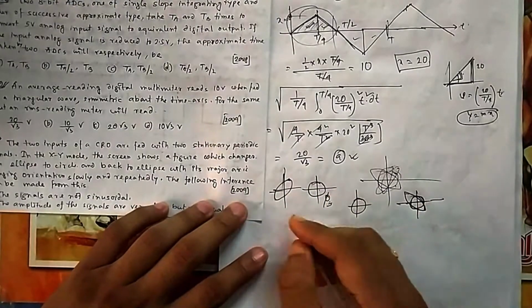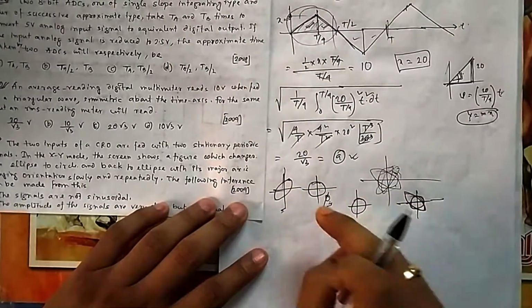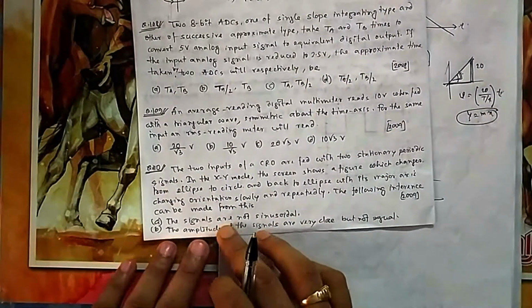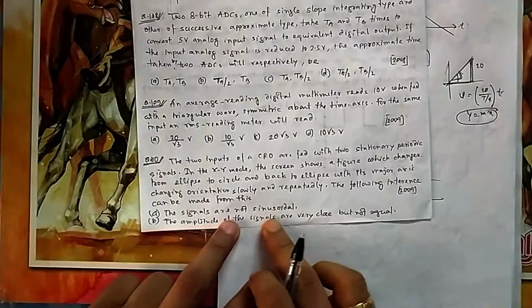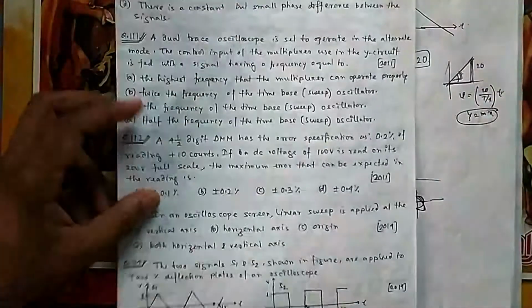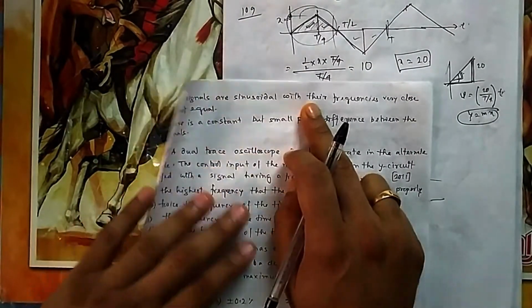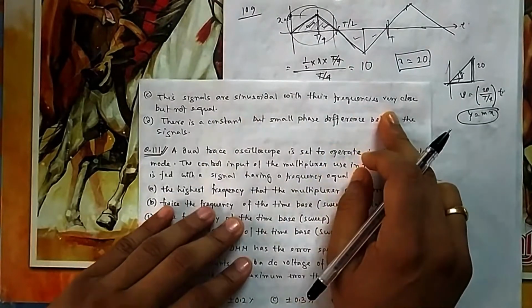So this depends on the particular phi. If your phi is fixed, the figure will be fixed, it will not move. That means your phi, your angle, is continuously changing. So the signals are not sinusoidal, that is not the correct option. Both the signals are sinusoidal. Amplitudes are very close, not equal, but it doesn't depend on amplitude. These signals are sinusoidal with their frequencies very close, not equal.